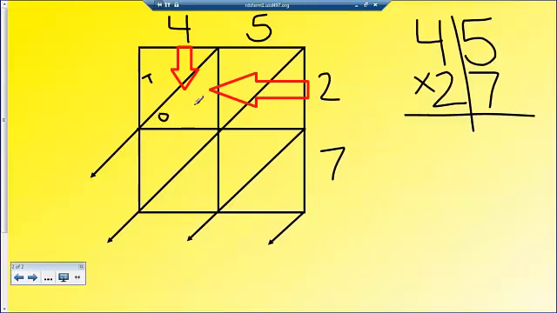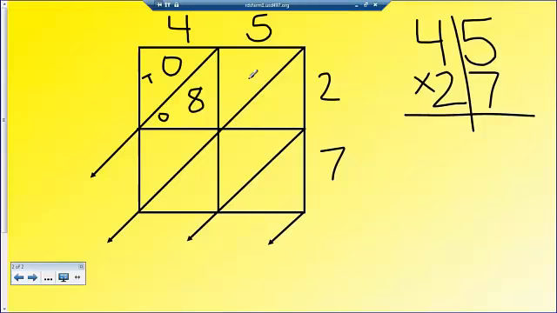My answer will go in this box. The product of 4 times 2 is 8. Since I landed in this box, I'll put my product of 8 here. 0 will go in the top triangle because I have 0 tens. 8 will go in the bottom triangle because I have 8 ones.